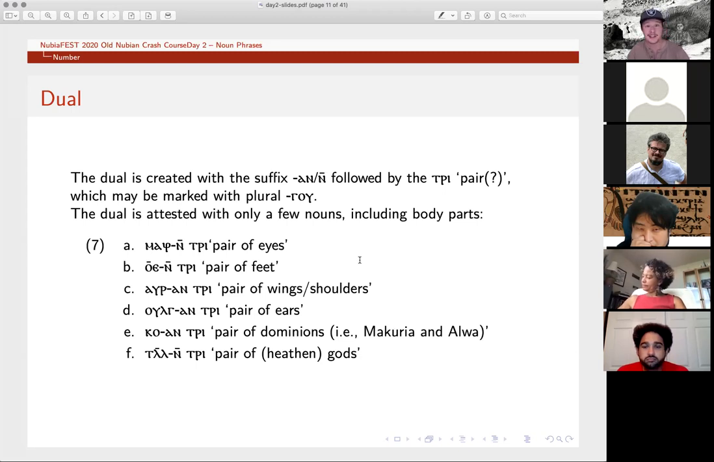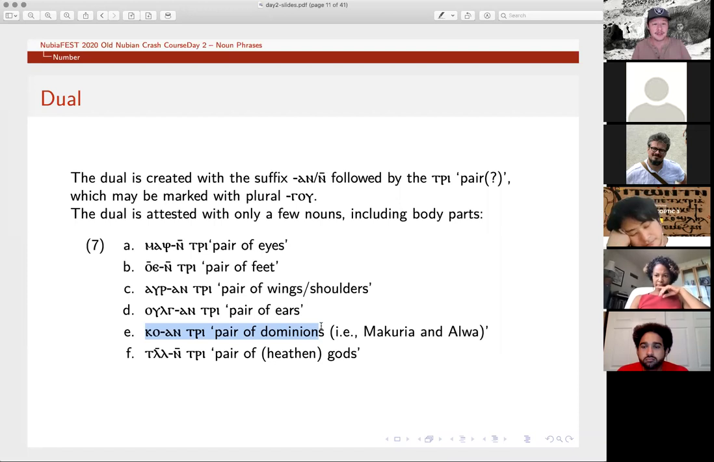The dual is fascinating because it seems to be either something very archaic or a completely new invention, as there are no languages close by that have a similar dual in their language. So this is a little bit of a mystery. The dual appears in contexts in which you expect it to appear, especially with body parts, with wings. You have two wings, you have two feet, you have two eyes, you have two ears. But interestingly, the dual has also been attested with two other non-body parts. Namely, in one text, this only appears once, in the grave monuments for King George, as in a pair of dominions.